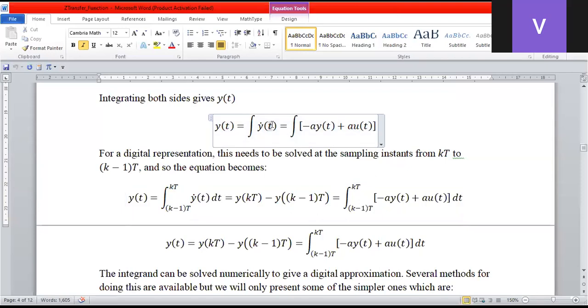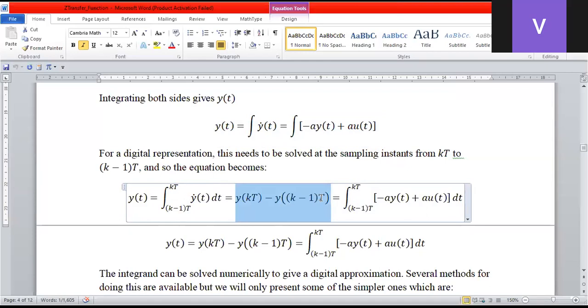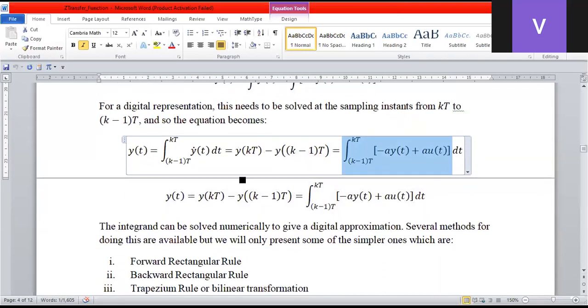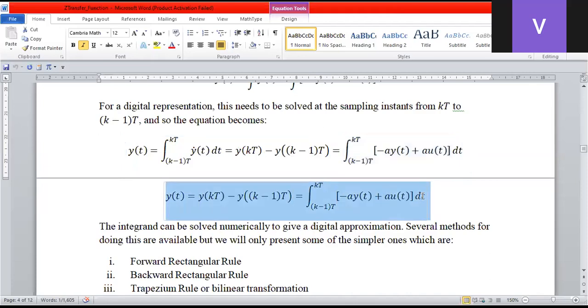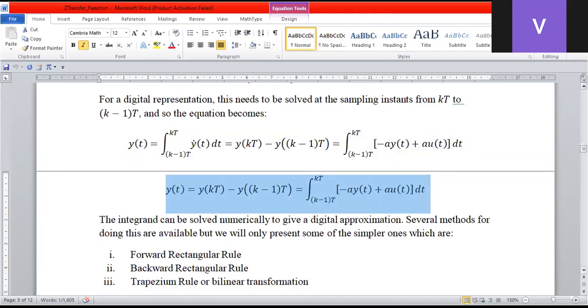So the difference between this equation and this equation is that I'm just putting in the integration limits. Then the integration of y dot is y of t. Then if you put in the limits, you are going to get this. Then you are just integrating the right hand side. And so this equation here is just the same thing as this equation. So we said that y of t is equal to this, and we want to solve this.